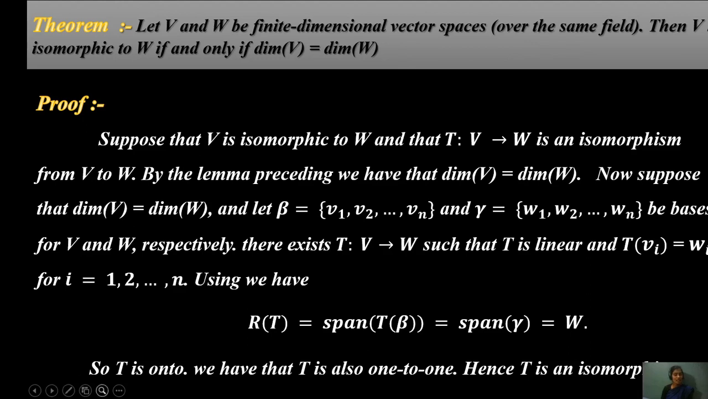Hence T is onto, and we have shown that T is also one-to-one. Hence T is an isomorphism, meaning both conditions, onto and one-to-one, are satisfied, which gives the isomorphism.